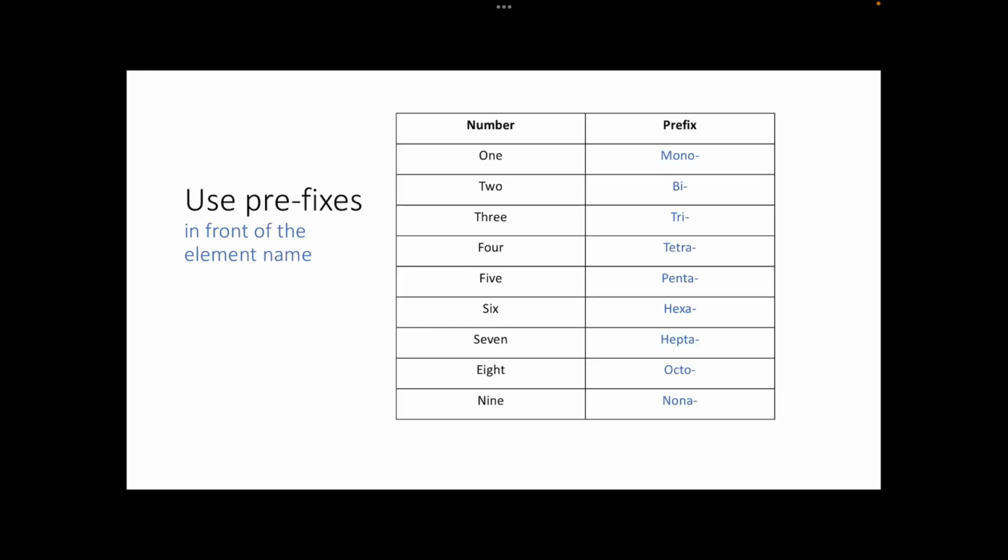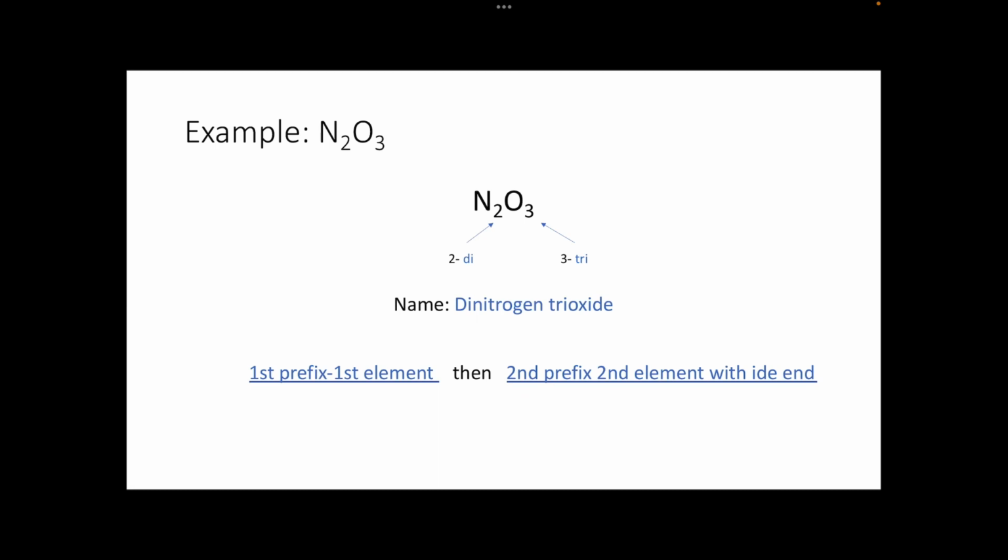So we're going to be using the prefixes. These are what we put in front of the element name. So 1 is mono, 2 is di, 3 is tri, 4 is tetra, 5 penta, 6 hexa, 7 hepta, 8 octa, and 9 nona. So for example, let's look at N2O3.